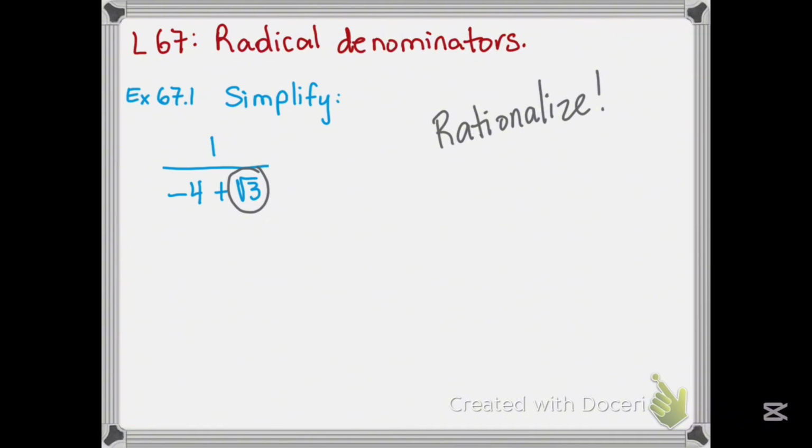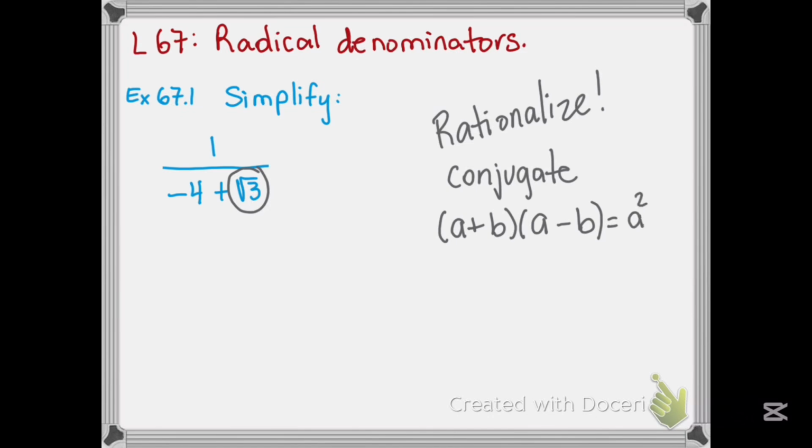And to rationalize this denominator, since it's a binomial, we have to multiply by the conjugate. If I have an addition of two numbers, the conjugate is changing the sign of one of them. Why? Because that is the multiplication that gives us a difference of squares, so we can simplify that as the square of the first one minus the square of the second one. And that's going to help us simplify here.